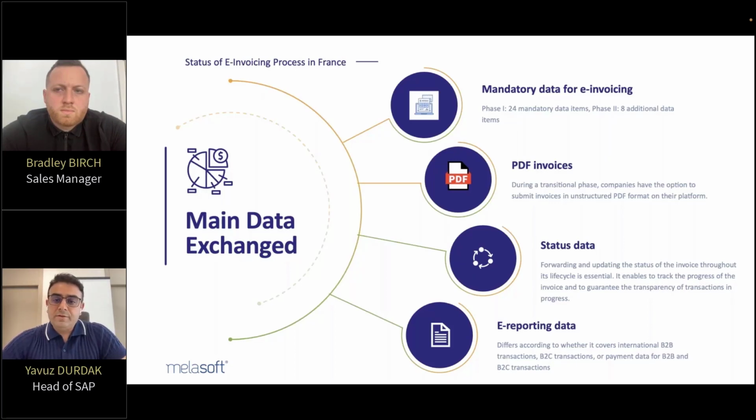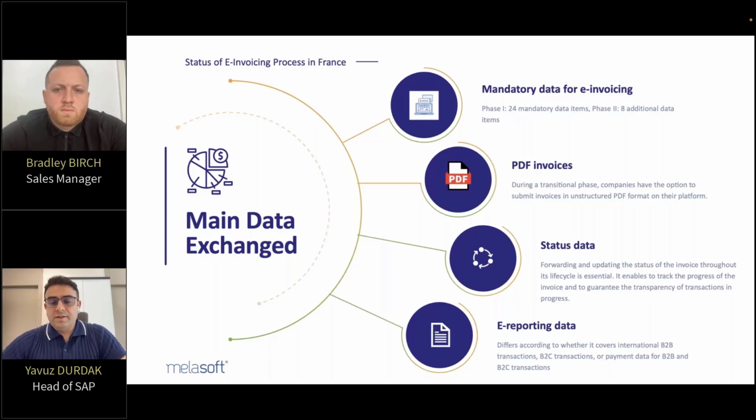In addition to these 2 mandatory data types, we also have status data. Status data corresponds to the current status of the invoice throughout its life cycle in the system. This status data should be shared between the parties when the status changes. For instance, when an invoice is submitted to the private platform, the invoice status should be updated accordingly. When the invoice is accepted by the buyer, the invoice status should be updated again. So this status data should always be up to date on the system.